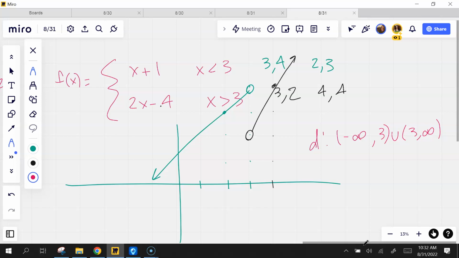They're both going to be, yeah. And then range is just negative infinity to infinity because it goes down forever, up forever, and there's no spaces horizontally.